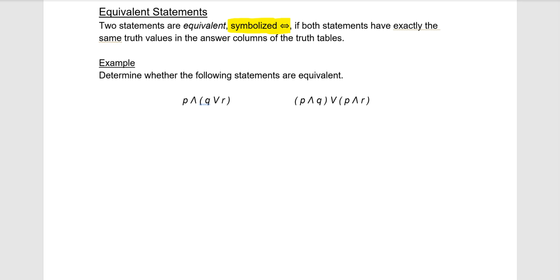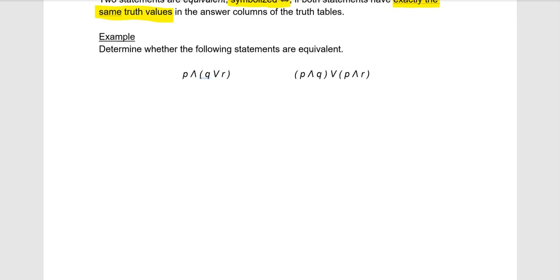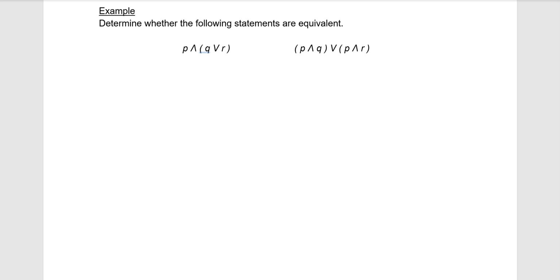Two statements are equivalent if they have exactly the same truth values in their answer columns of the truth tables. Okay, so let's go ahead and start with an example here. We have two statements. We're going to determine if they're equivalent. We have the conjunction P and Q or R, and then we have the other disjunction P and Q or P and R.